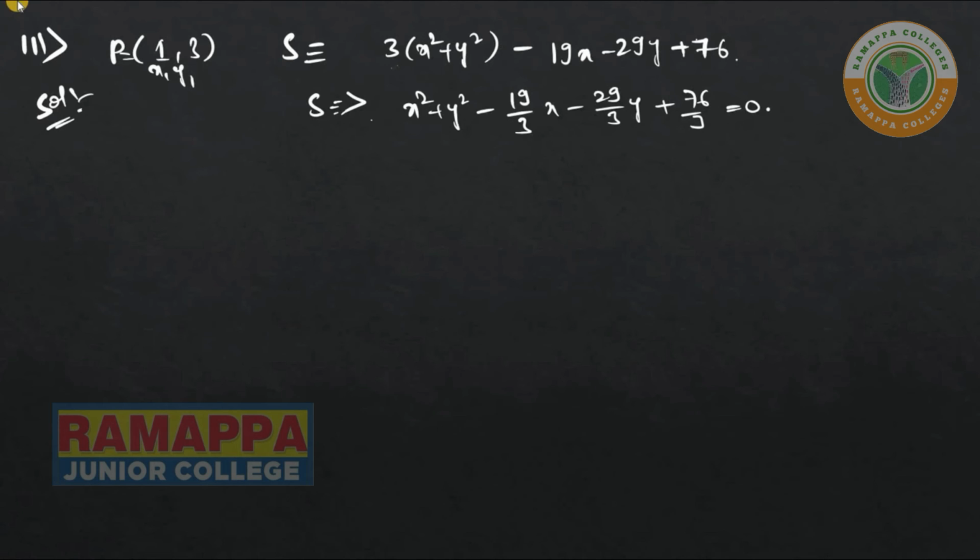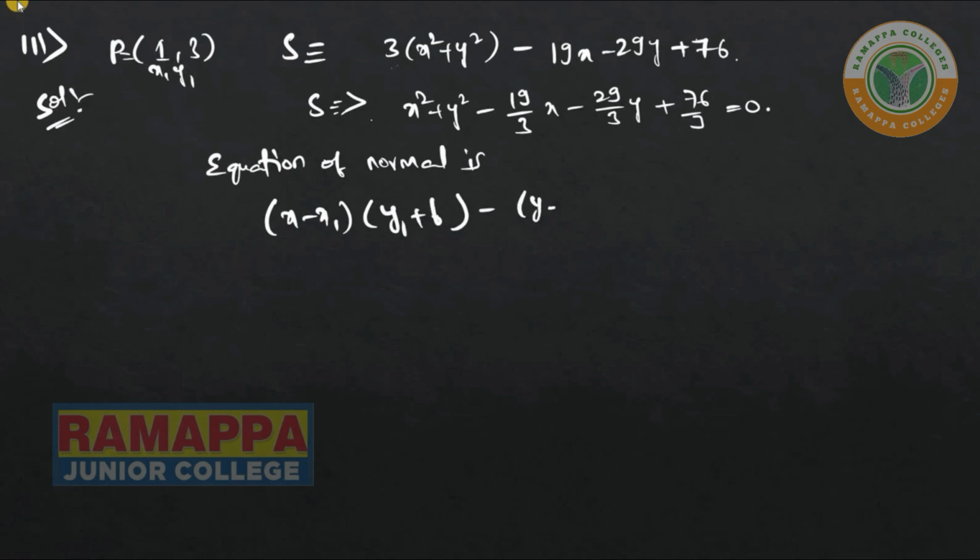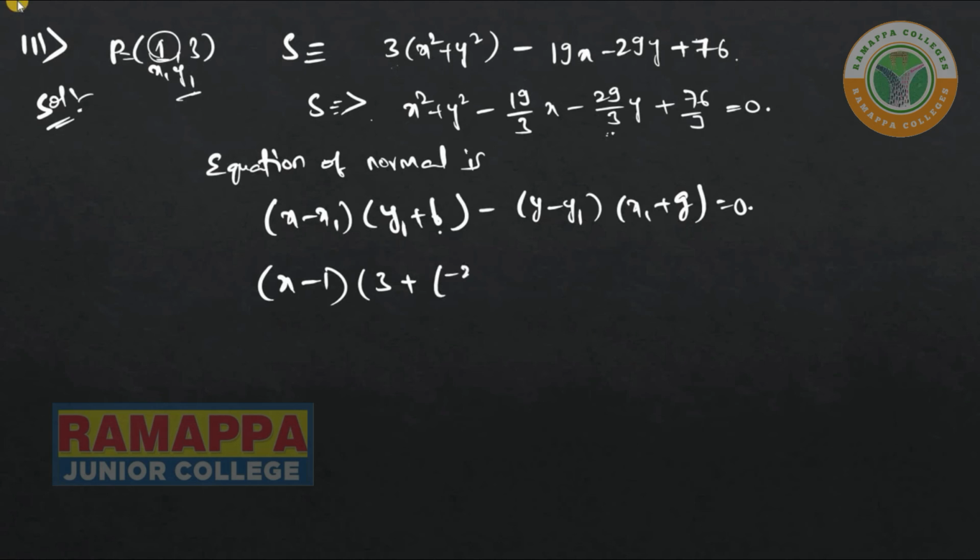Now for the solution, what is the formula we have? The equation of normal here is (x minus x1) into (y1 plus f) minus (y minus y1) into (x1 plus g) is equal to 0. Now x1 is equal to how much? 1, and y1 is equal to how much? This 3. Plus it is 2 y1 plus f. Now f is equal to how much will it come here? Minus 29 by 6. Okay, minus 29 by 6.